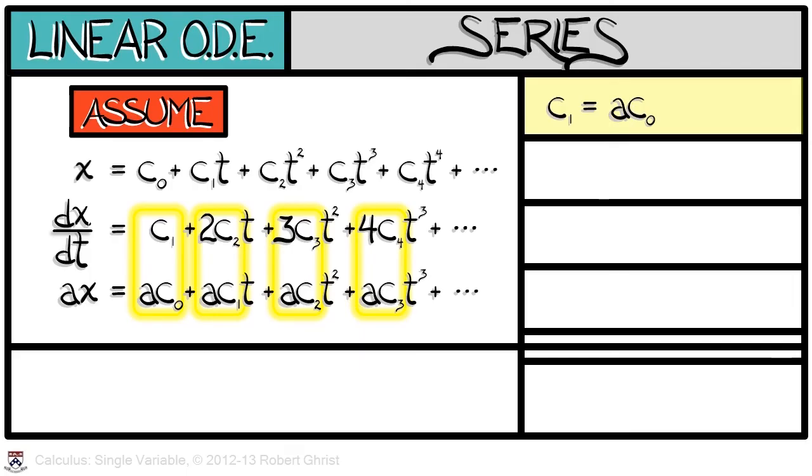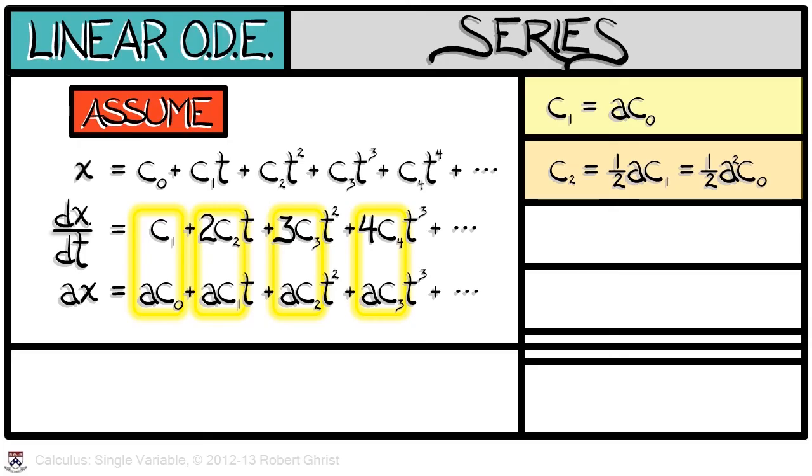What does the next equation, that of the first order coefficients, tell us? Well, it tells us that c2 is equal to 1/2 a times c1. But we already know what c1 is. c1 is a times c0. So that tells us that c2 is actually 1/2 a squared times c0.